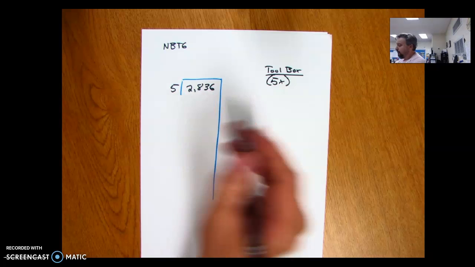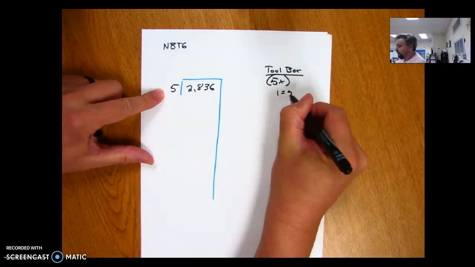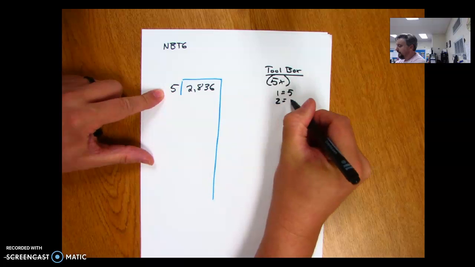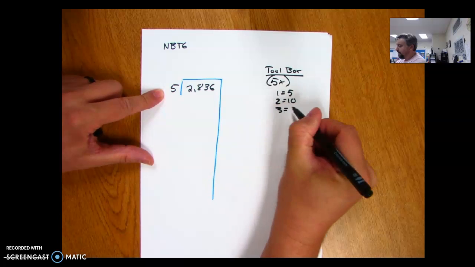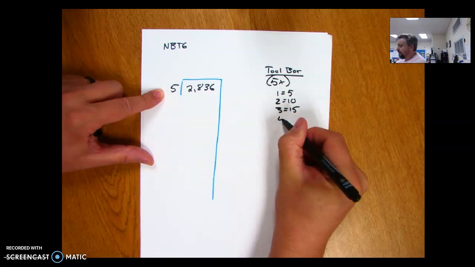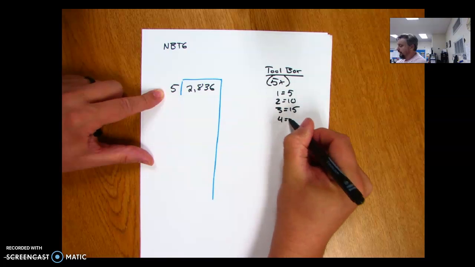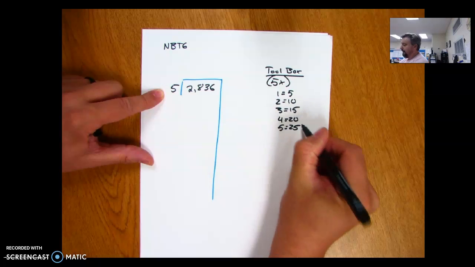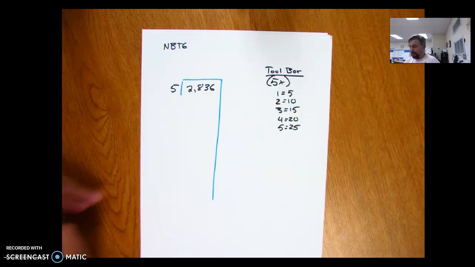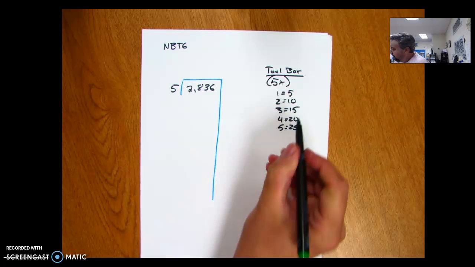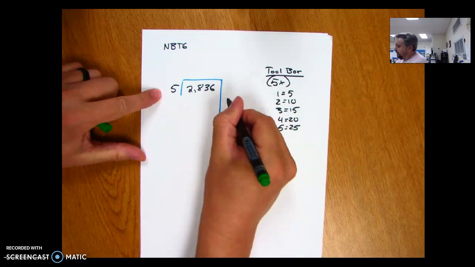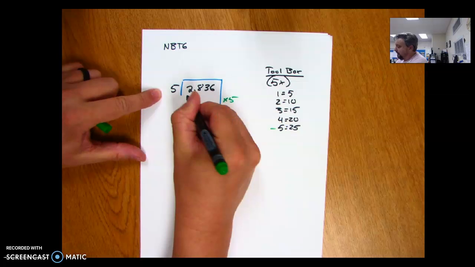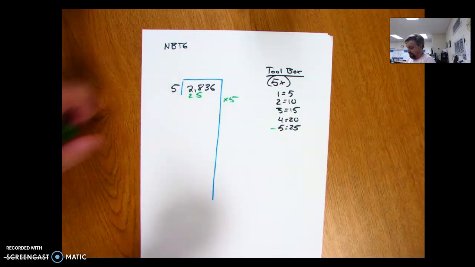So 5 times 1 is 5. 5 times 2 is 10. 5 times 3 is 15. 5 times 4 equals 20. Then 5 times 5 equals 25. Okay? It's not going to get us far enough, though, but we do have 5 times 5 is 25. So we're going to have to expand it out.